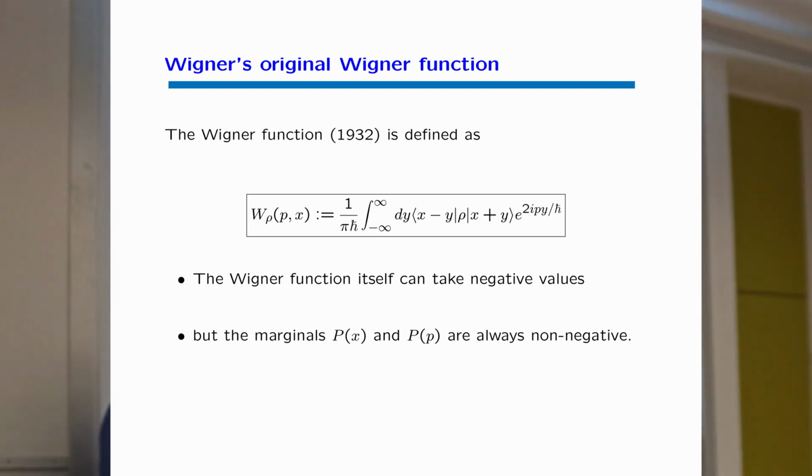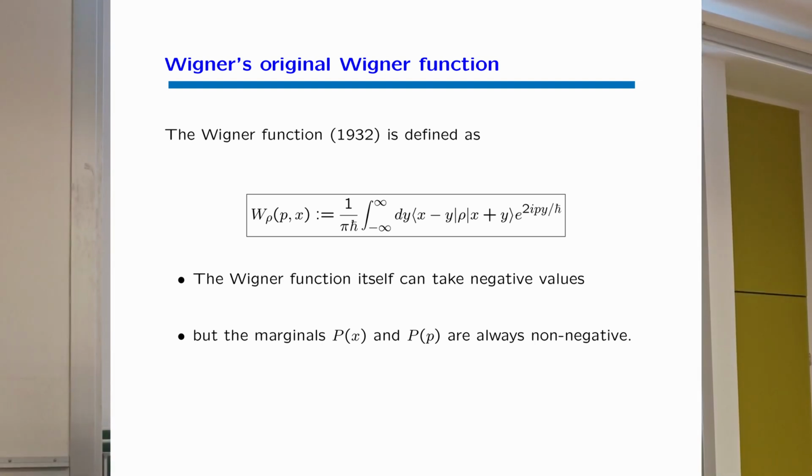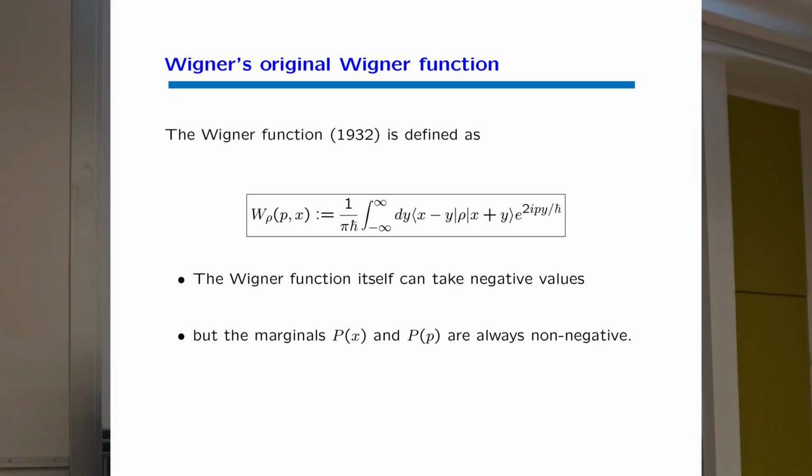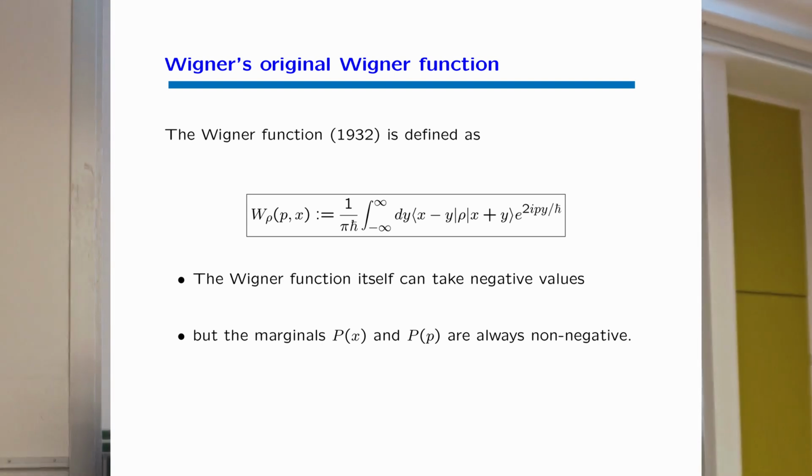a lot, I should maybe write down the Wigner function, how it is originally defined. And it is defined as you see here. The Wigner function is a function of momentum and position. It represents a density matrix rho. So the Wigner function will always be of a density matrix.